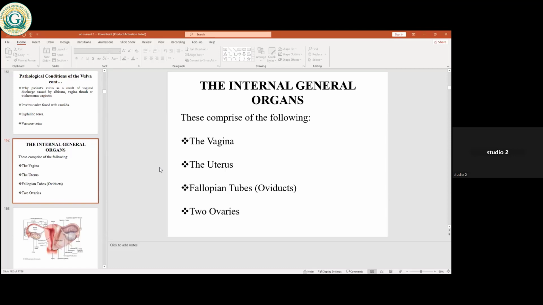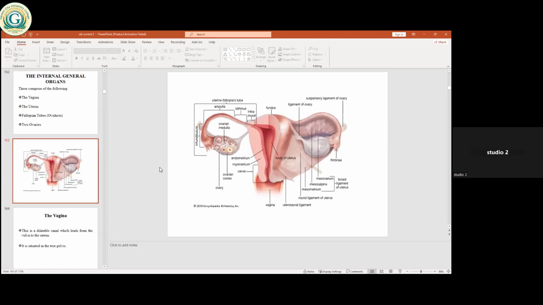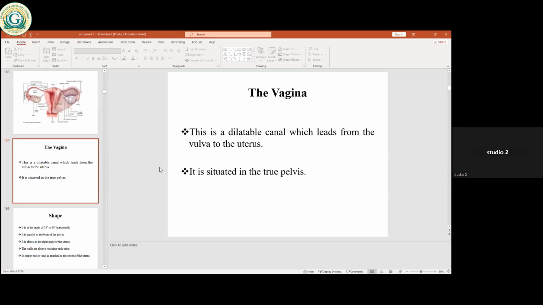This is the female reproductive system. Now you see the vagina there, the uterus there, the fallopian tubes, and the ovaries. We are going to look at all of them, and later look at what happens to them when the woman is pregnant. The vagina is described as a dilatable canal, which leads from the vulva to the uterus.